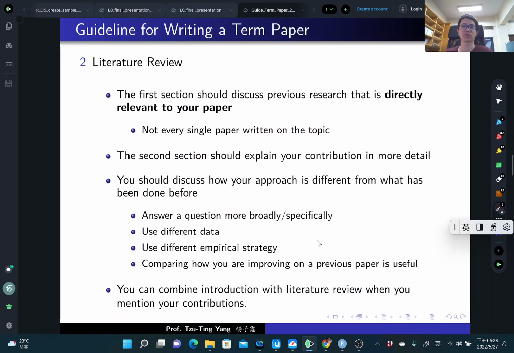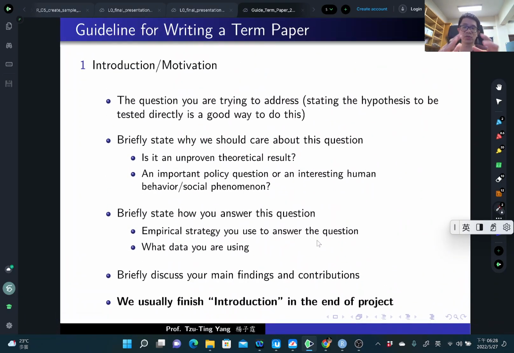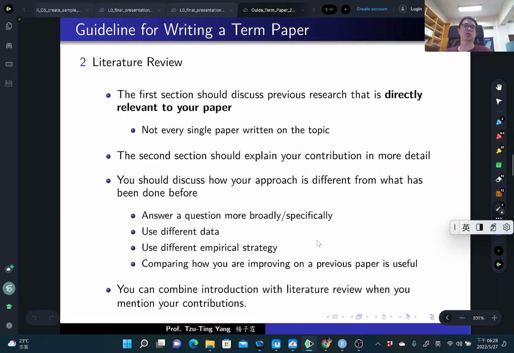And the literature review could be the second section, but you can also combine it with the introduction. When you write your introduction, after you discuss your findings, you might need to link your findings or your paper with some existing literature. Until that time, you will review some papers. So maybe you don't necessarily need to have this part.